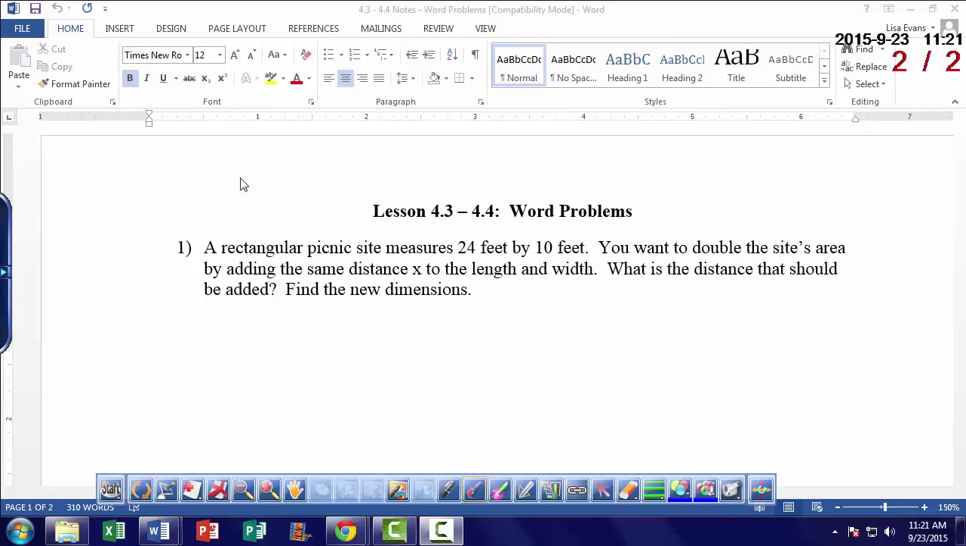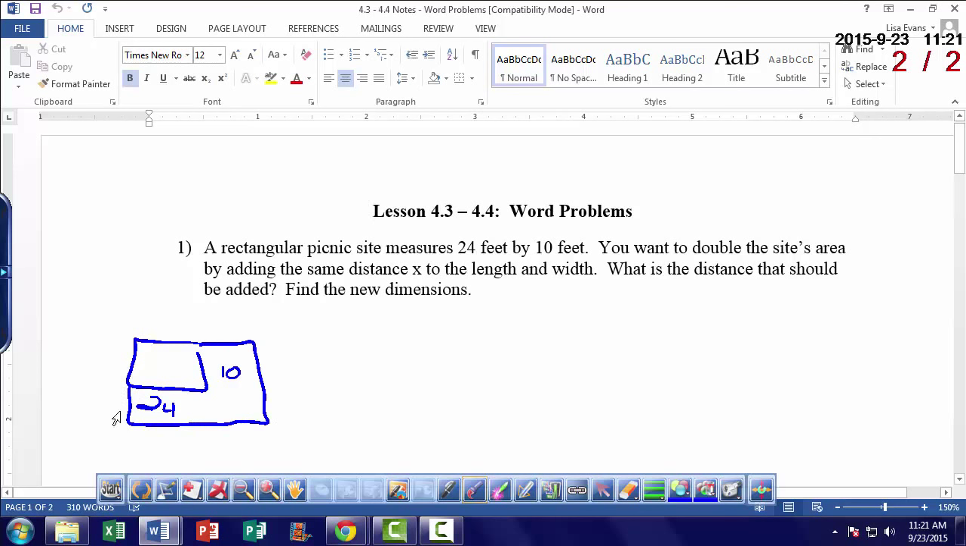Okay, a rectangular picnic site measures 24 by 10 feet. You want to double the site's area by adding the same distance x to the length and width. So if we have a picnic area that's 24 by 10, we want to double the area by adding the same distance on. So we're going to add a piece x here and a piece x here.